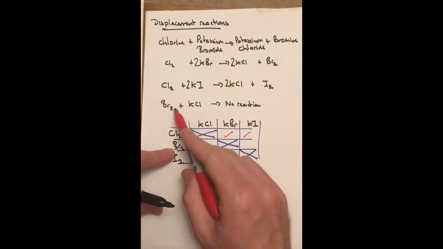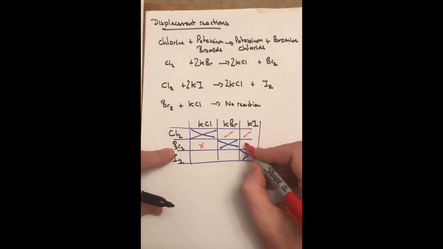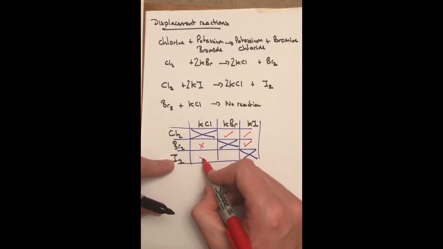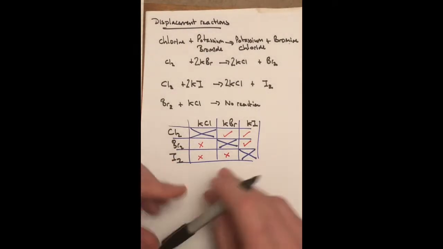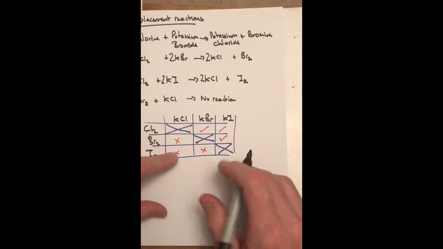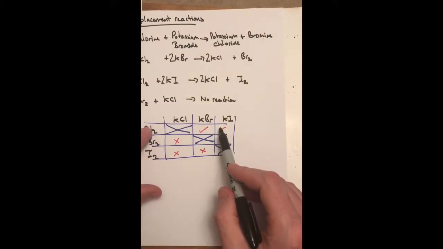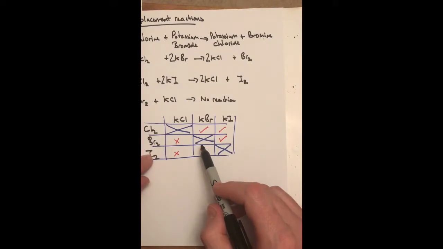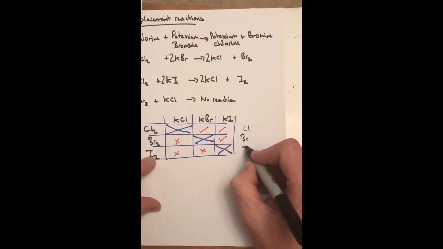But the bromine, we've just shown here, does not react. And if we were to do the bromine with potassium iodide, we would see a reaction. But the iodine would not react with either of those two. So what this allows us to say is that the chlorine has got 2 ticks, therefore it is the most reactive. Bromine's got 1, therefore it's the next most reactive, and iodine hasn't got any, therefore it's the least reactive. So we've put those in order, as we've just said.